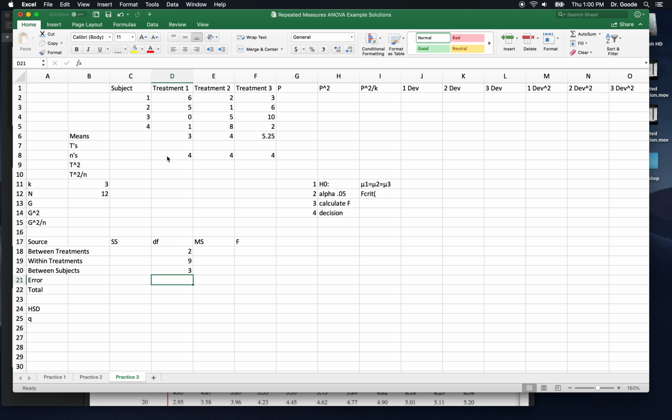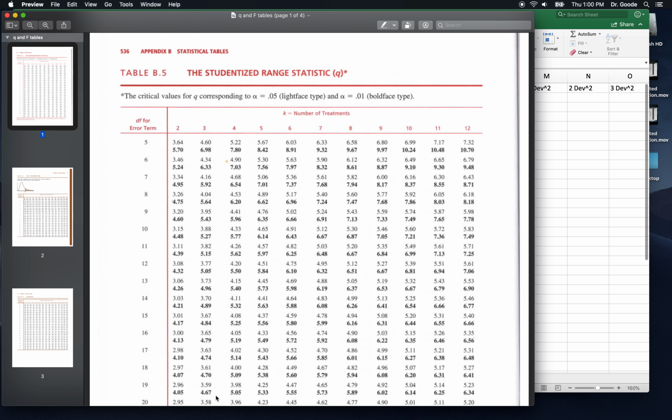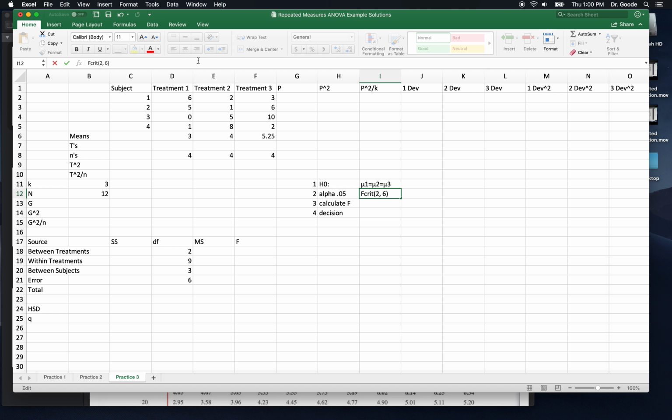So we can get error degrees of freedom by subtracting within treatments minus between subjects, and that's 6. So this F crit is going to be for 2 and 6 degrees of freedom. And we'll go to the F table to see what that is. For 2 and 6 degrees of freedom, F crit is 3.46. And let's see how close to that we can get when we calculate F.